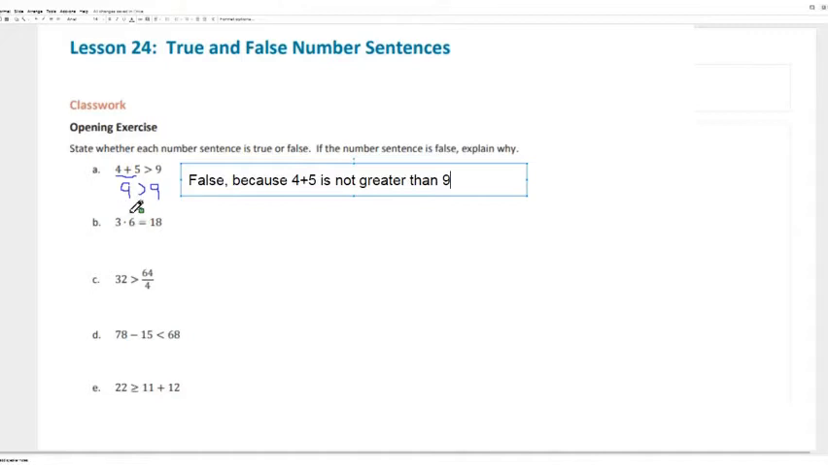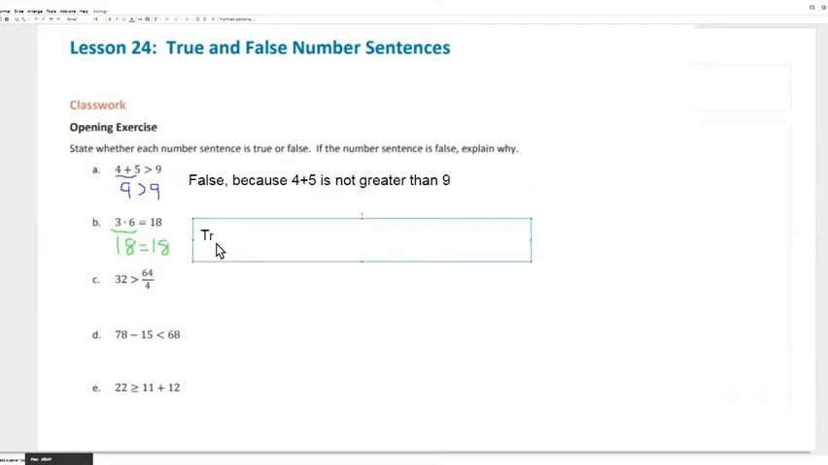As we move on to the next one, the same thing. Over on one side, we have an operation. We have some multiplication going on here. So you want to do that operation. 3 times 6 is 18. And then you bring down everything else. We look at the statement here. Is 18 greater than or equal to 18? And the answer is yes, it is. So since the answer is yes, that is simply a true statement. Since it's true, we don't have to give an explanation. It just simply is true.